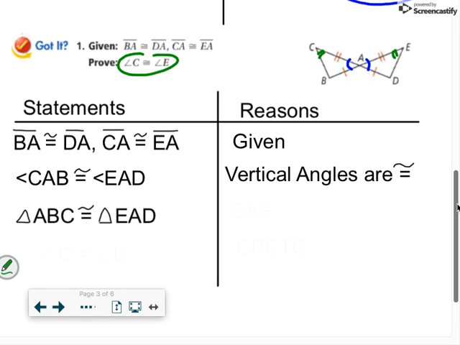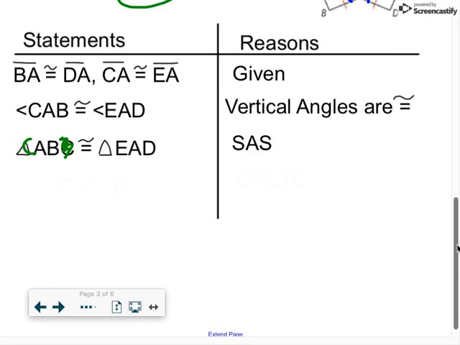So I would actually write CAB right here again. Sorry, just trying to make sure that the letters are correct. Triangle CAB and triangle EAD. There we go. By side angle side.